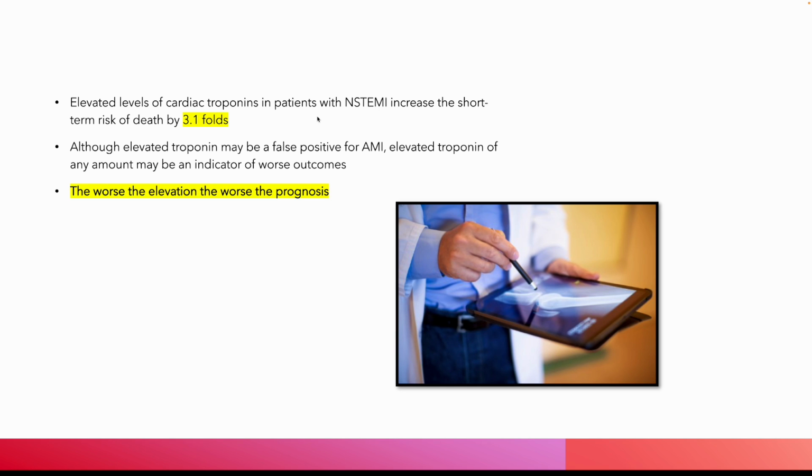Now, a patient with a non-ST elevation myocardial infarction with an elevated cardiac troponin will have a 3.1, or 3-fold, increased risk of cardiac death. The thing is that any patient with an elevated troponin, even though it's not an acute myocardial infarction, means worse prognosis, worse outcomes, more risk of cardiac complications in the near future. So the worse the elevation, the worse the prognosis.